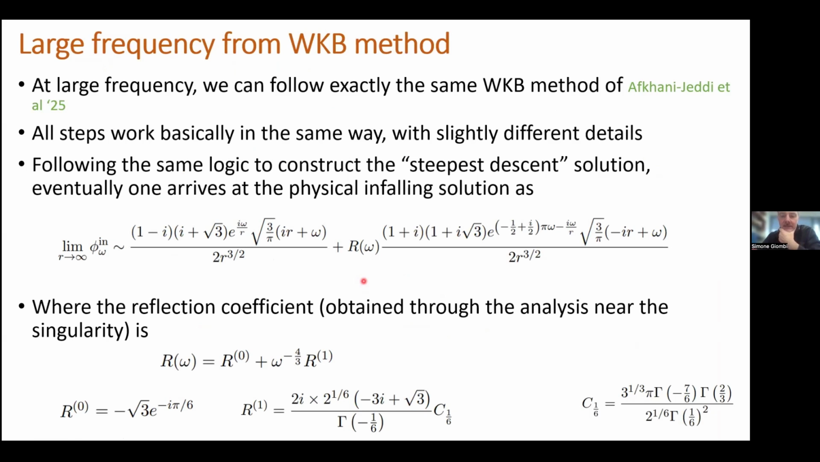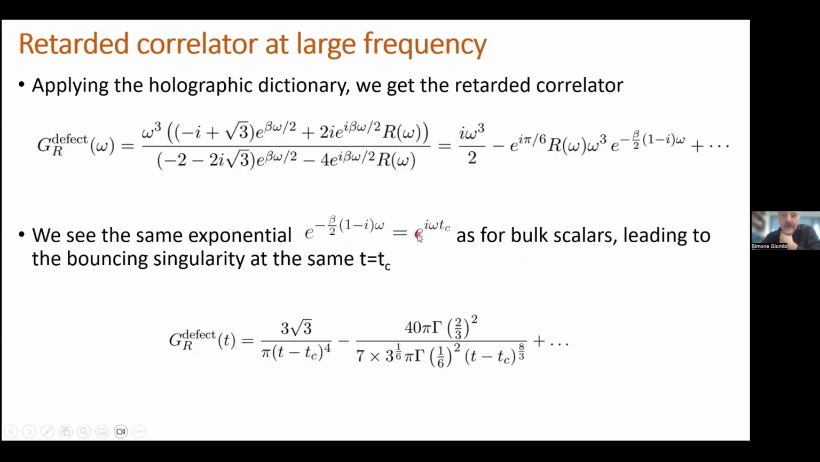al. There are just some slight differences in some of the details, but basically it goes the same way. So I'm not going to go through the logic. It's the same kind of logic. You solve the equation near the singularity of this two-dimensional space, which is the same as the singularity of the bulk black hole, basically. And by that series of matching steps, you end up with this infalling solution, where the reflection coefficient is given explicitly here. And then you can get the retarded correlator for the displacement operator, which is given here.